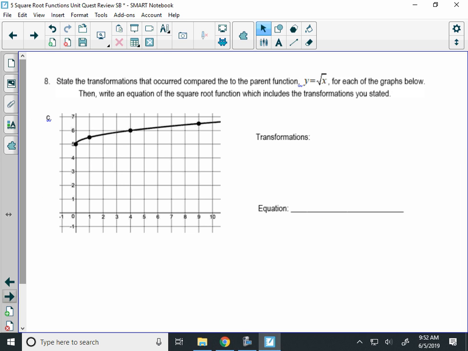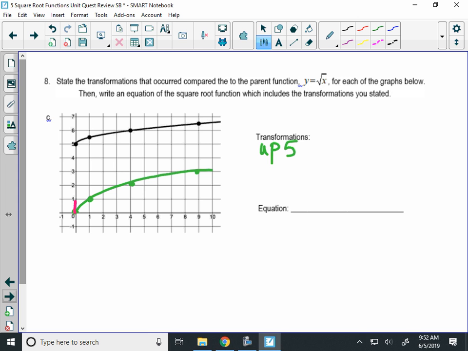All right, now I'm giving you a graph. We have to state the transformations and write the equation. Now, if you need to draw the parent function here, so that you can compare. Right now, our graph, it looks like it went up, right? It went up 5. It didn't go left or right. It does look shorter, compressed.